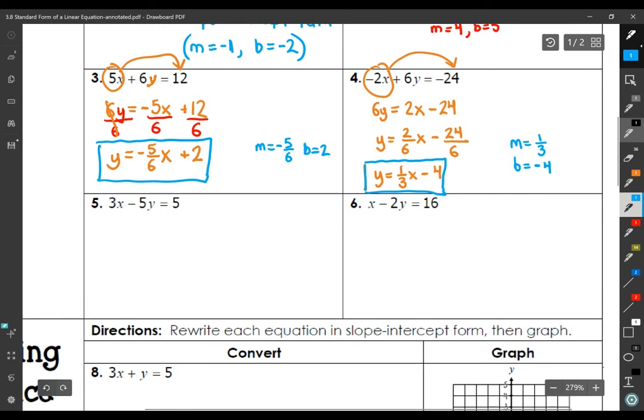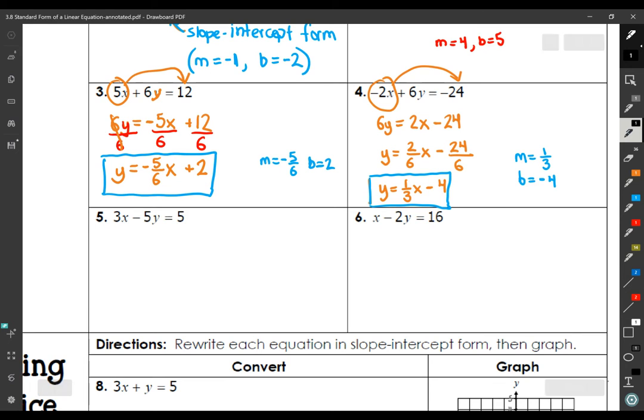So I'm going to leave these last two for you. No, sorry guys, I'm just going to do them. Okay, so here we go. We have first step, move the x term over, right? So we have negative 5y is equal to minus 3x plus 5.